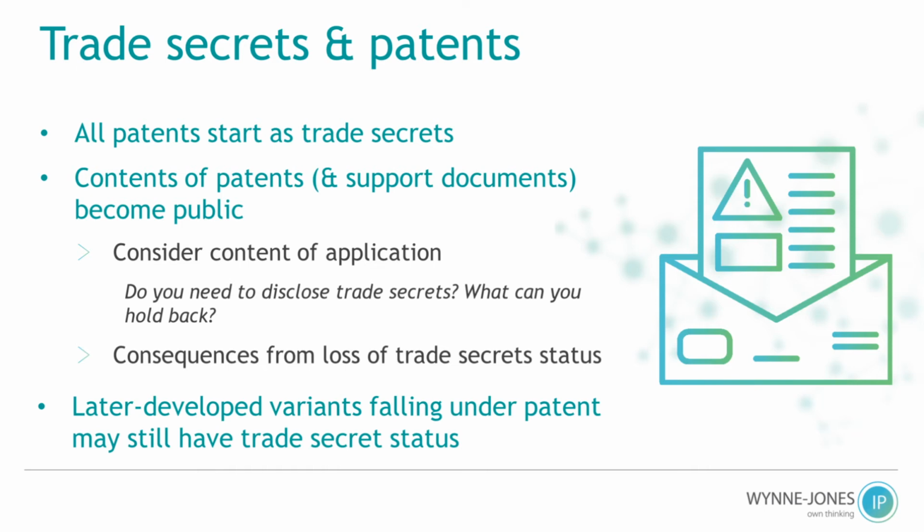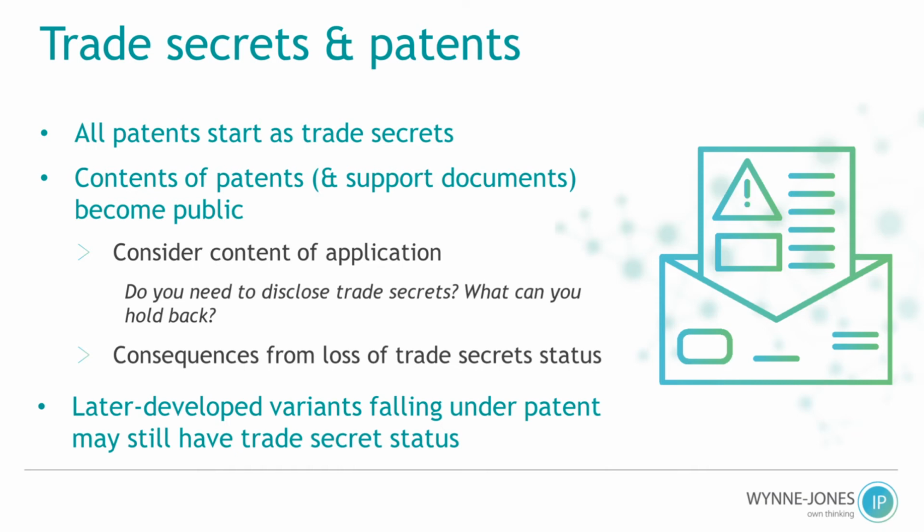And again, if it is in a patent application, you need to be aware of the consequence from loss of trade secret status when that application is published and when those documents are published. So again, it's not just the application, but it's the supporting documents. If they contain trade secret information, they will usually become publicly available when the application itself is published. And you may not be aware of this. So thinking of content is very, very important.